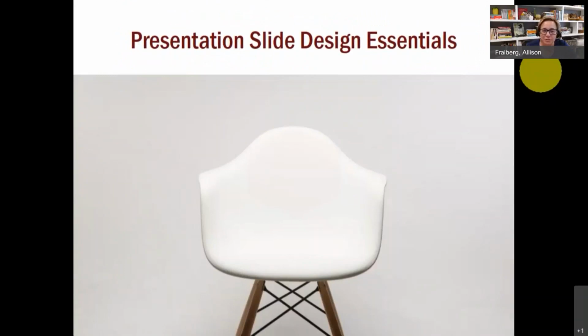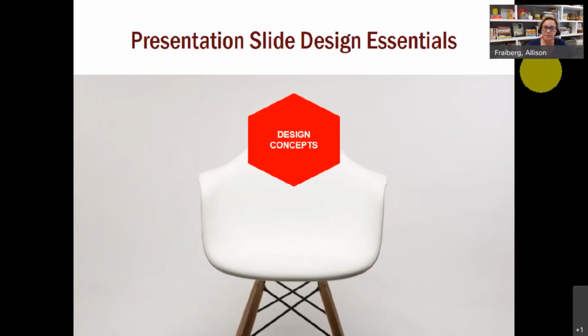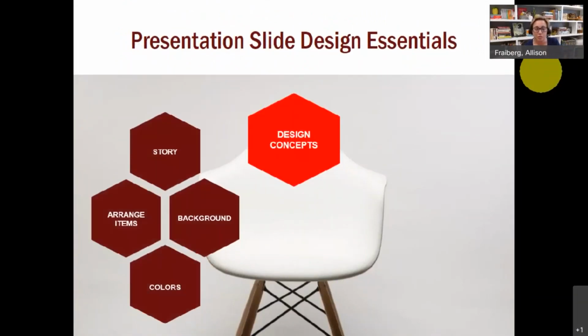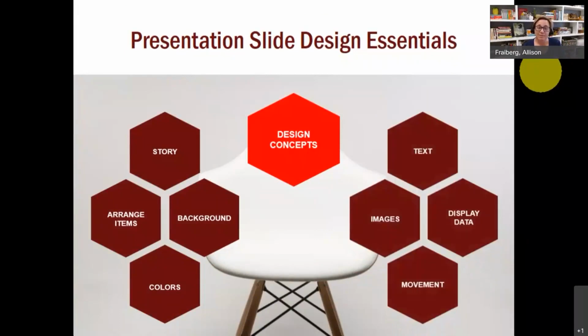Okay, here are the essentials we're going to look at. We're going to look at some design concepts. We're going to look at story, how to arrange items, your background, your colors, what kind of text you're going to put on your slides, images, how you're going to display data, and how you're going to use movement in your slides, or not. But if you're going to use movement, here are some ideas on how to do that.